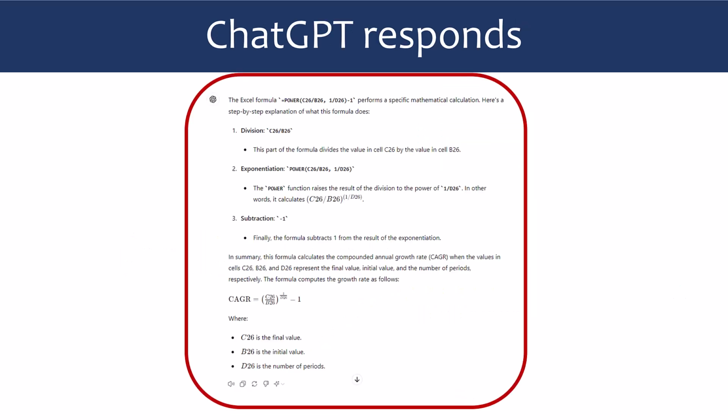ChatGPT explains how the compound annual growth rate, CAGR, of an investment over a period is calculated using the POWER function in Excel.